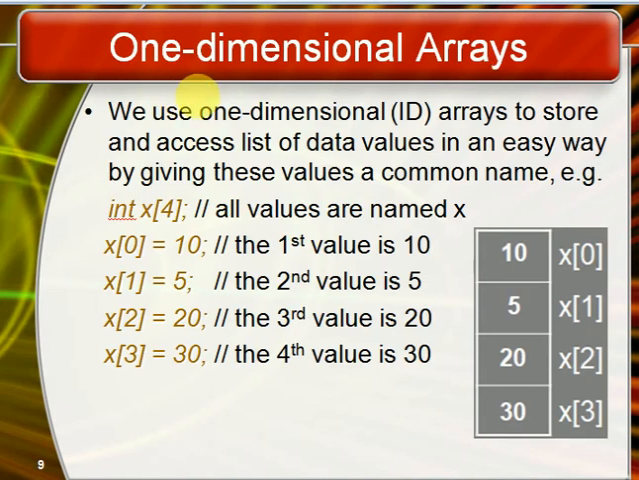1D arrays: we use a one-dimensional array to store and access a list of data in an easy way by giving these values a common name. For example, int x[4], int is the data type, x is the name of the array, and the capacity of this array is 4. Here all values are named as x. The first value is x[0], x[1] is the second value, x[2] is the third value and x[3] is the fourth value.